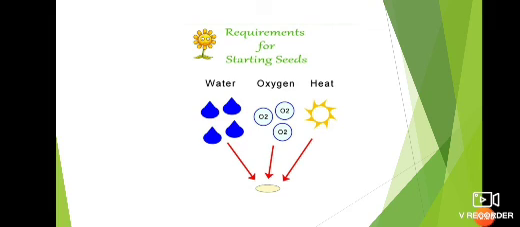So over here you can see the conditions or factors that are necessary to germinate a seed: water, oxygen, heat. Yes, this is water, this is oxygen, and this is heat provided by the sun. And the seed will germinate very fast and it will change into a sprout and seedling.